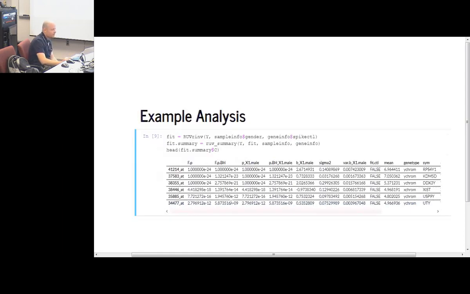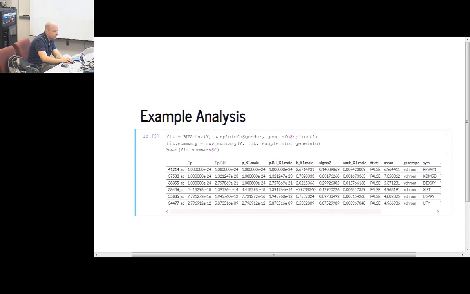Okay, so now I'm going to give an example analysis. Here I've gotten the code. I'm going to run the RUV-R inverse function. I'm going to pass it my data matrix Y, say that my factor of interest is gender, and say that my negative controls are the spikes. That'll return a fit.